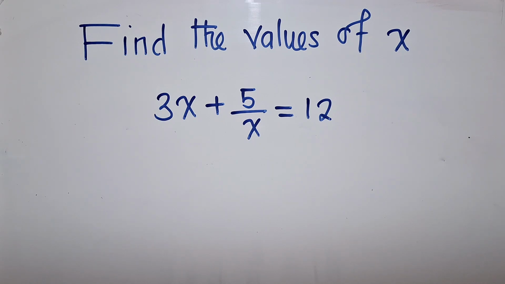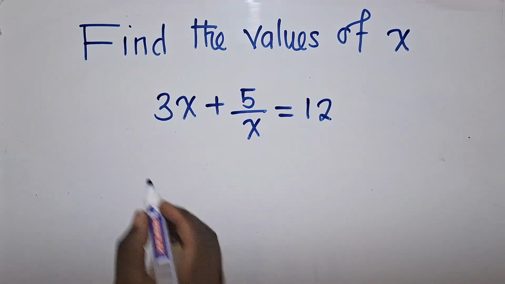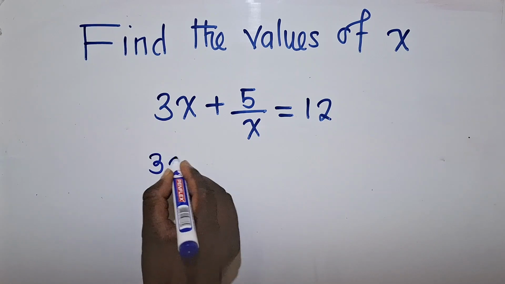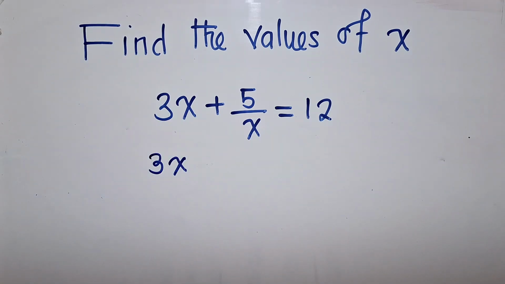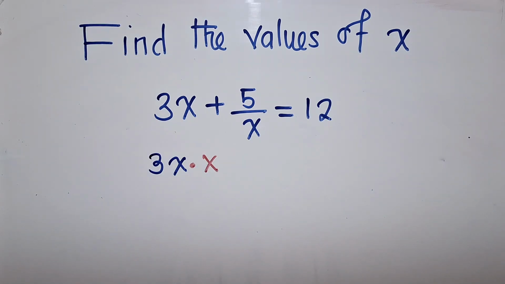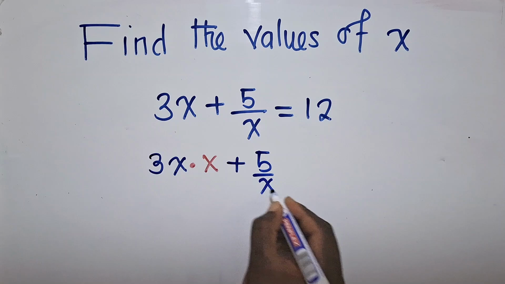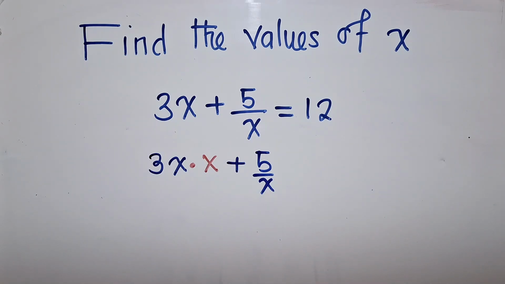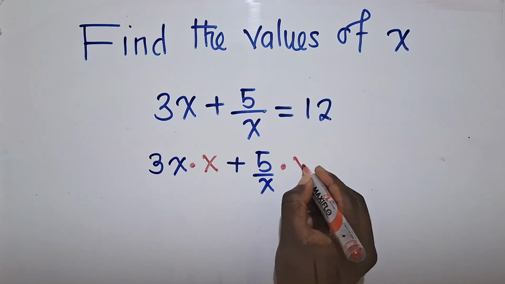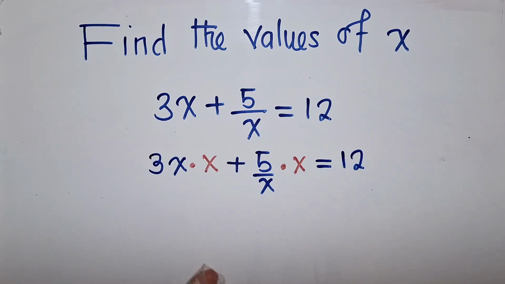Basically, what we need to do here is to get rid of this x right here. Meaning, we're going to say 3x, the 3x here, multiplied by x. Then we say plus 5 over x multiplied by x. So throughout, we're going to multiply by x, which is equal to 12 multiplied by x. So this is the first thing that we're going to do.